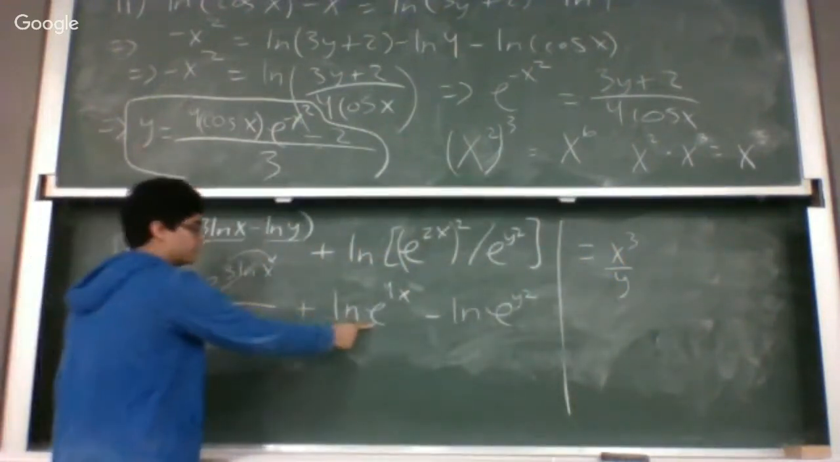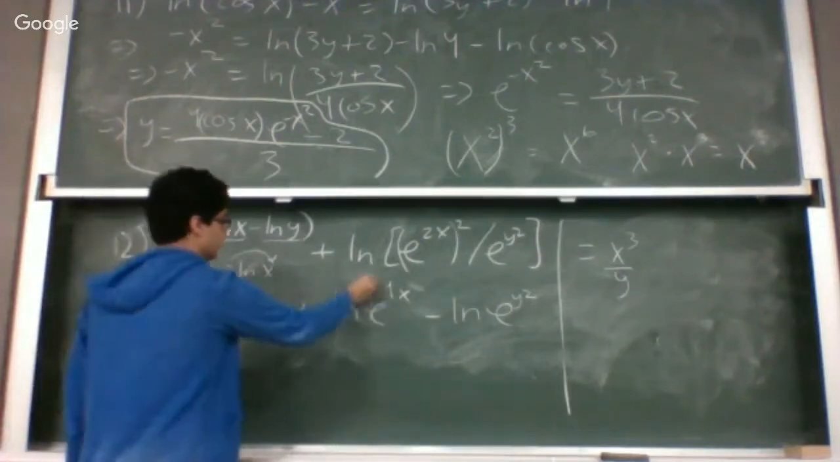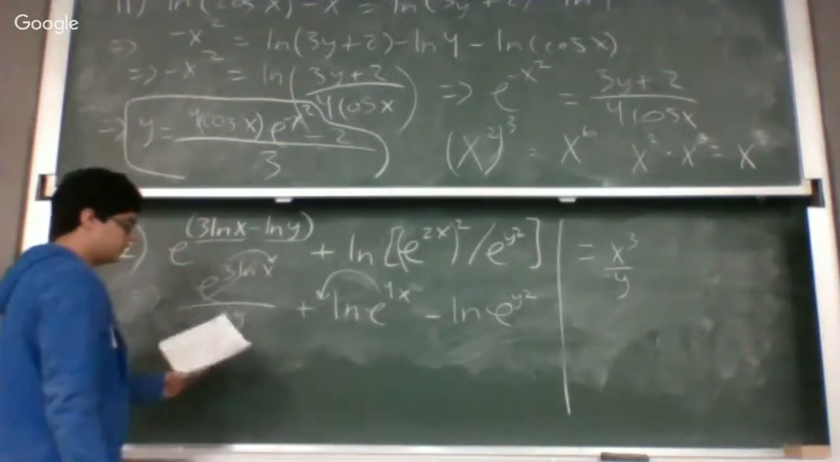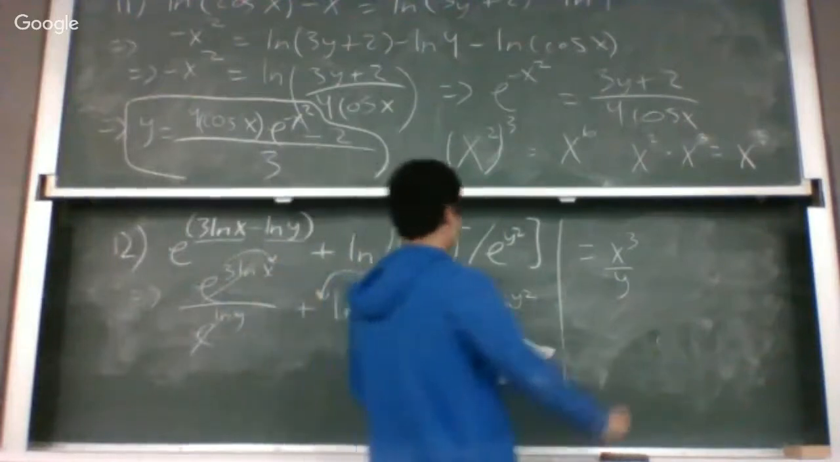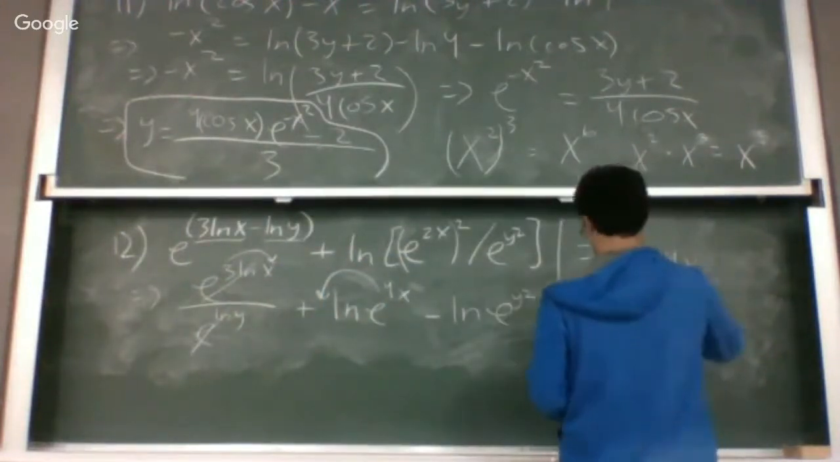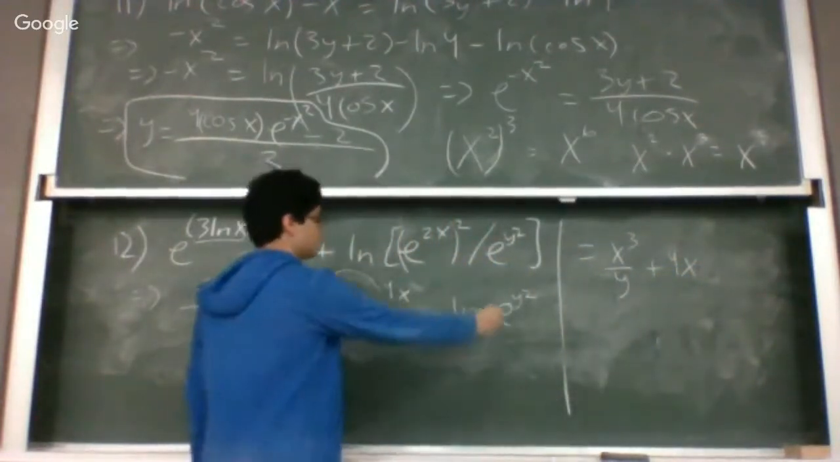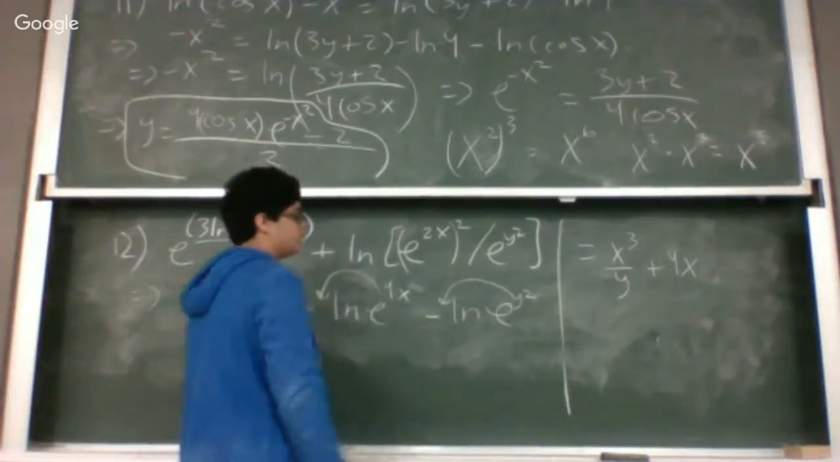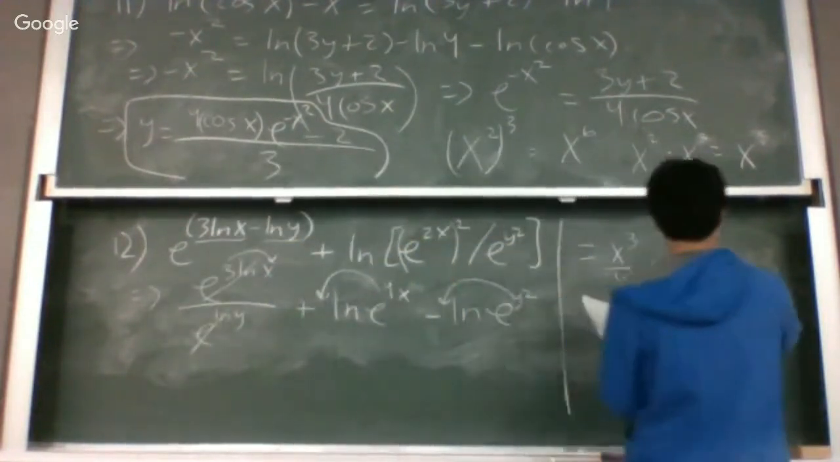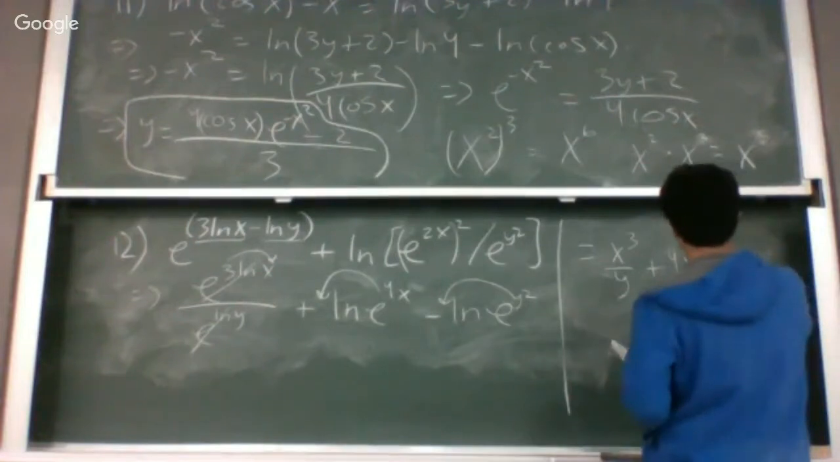This is a natural log of e. We bring the exponent down, and the natural log of e is just 1. So that's plus 4x. We bring the exponent down. Natural log of e again goes to 1, so we have minus y squared.